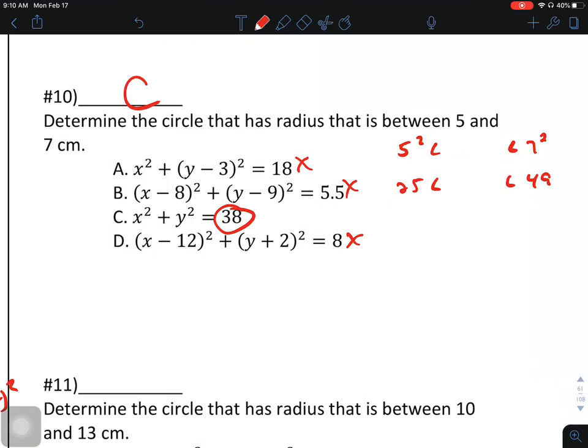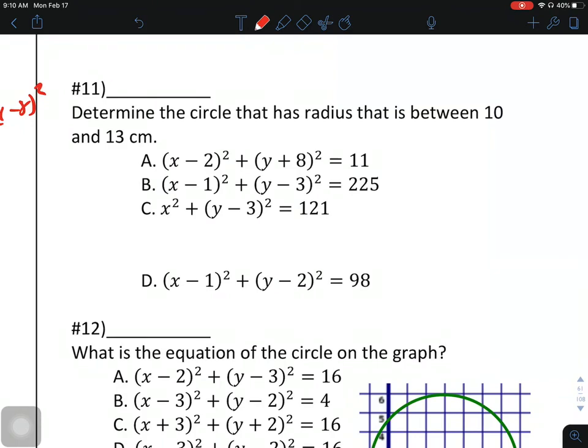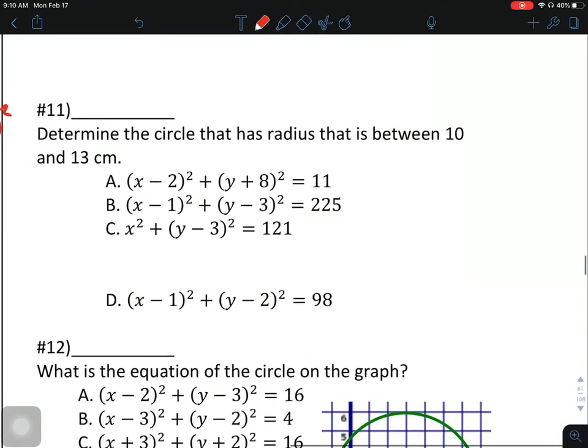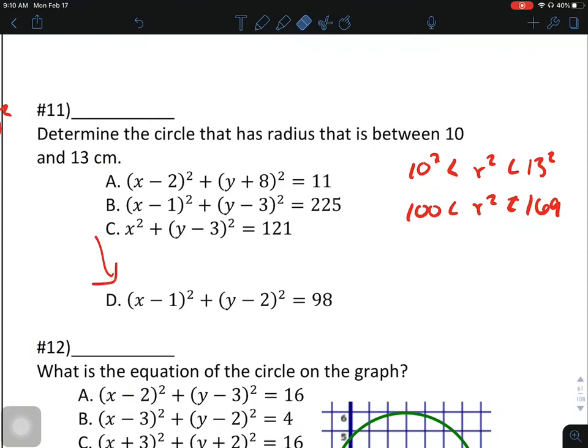Instead of saying constant here, we could say r squared. Determine the circle that has a radius that's between 10 and 13. Well, 10 squared has to be less than the radius squared, which has to be less than 13 squared. So 100 has to be less than r squared, which has to be less than 169. Don't know how the spacing got messed up. My apologies. So we're looking at 121. It's the only number between 100 and 169.